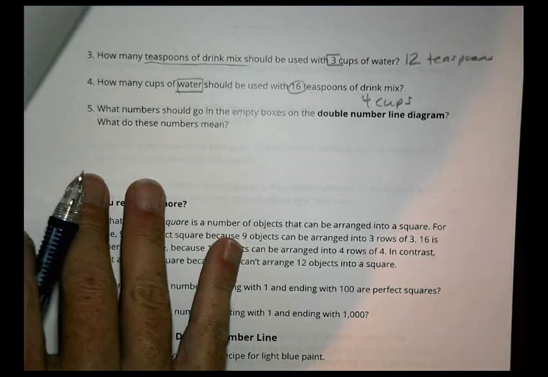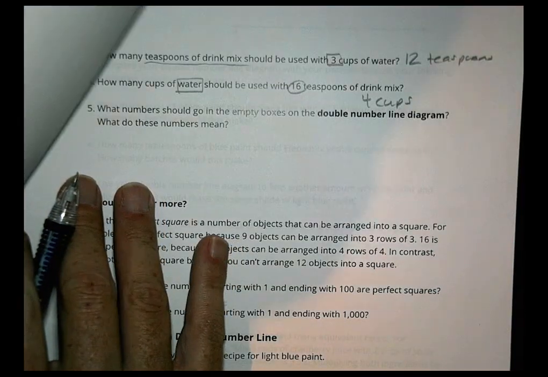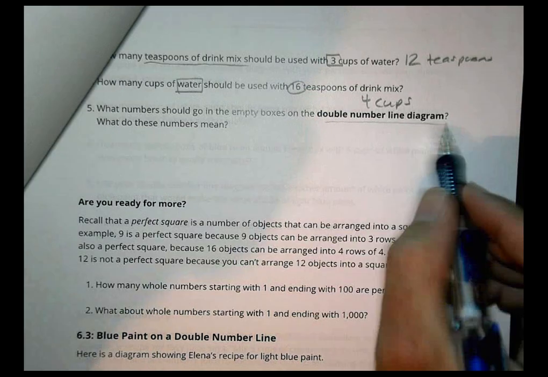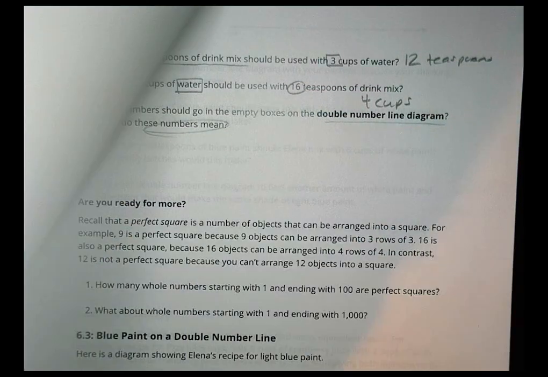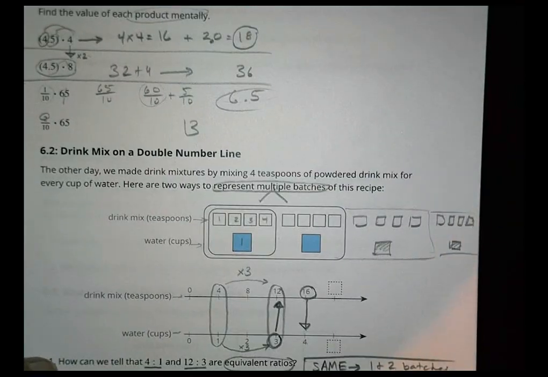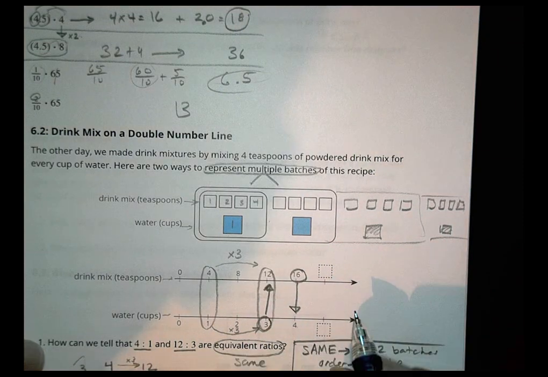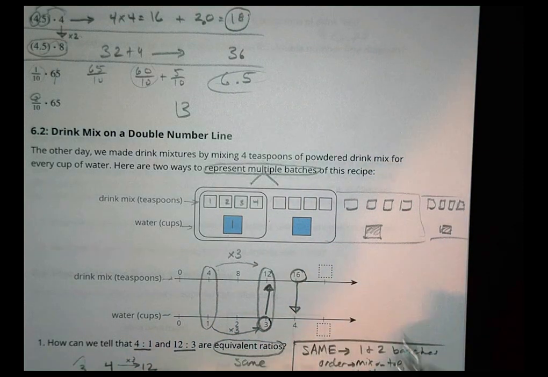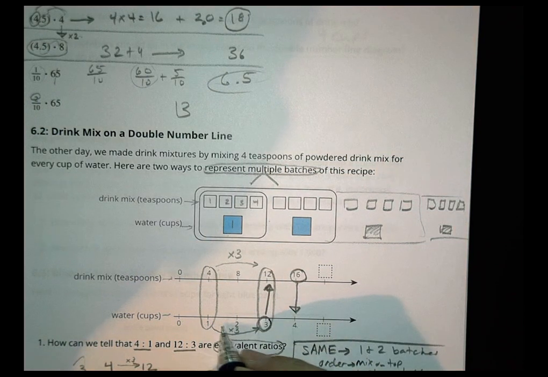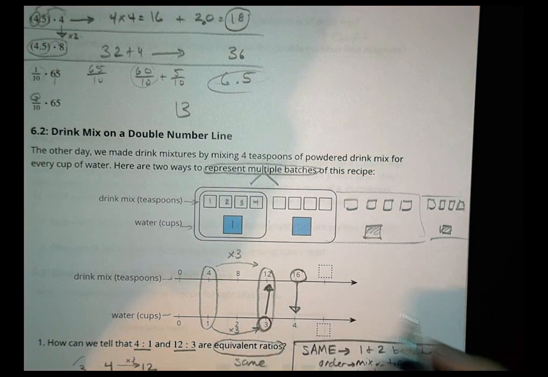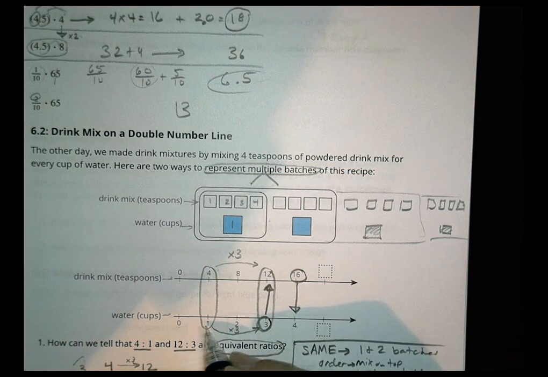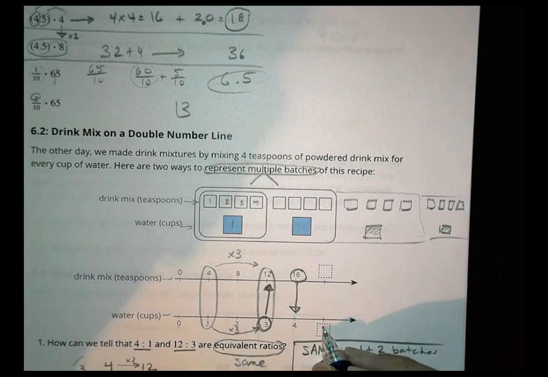The next question says, what numbers should go in the empty boxes on the double number line diagram? And what do those numbers mean? So taking a look here, what numbers need to go in the spaces right there? Well, one of the easiest ways to think about it is if I have one part of the line that's counting by ones, that's pretty straightforward to go 0, 1, 2, 3, 4, 5, right? And I could put a 5 right there.